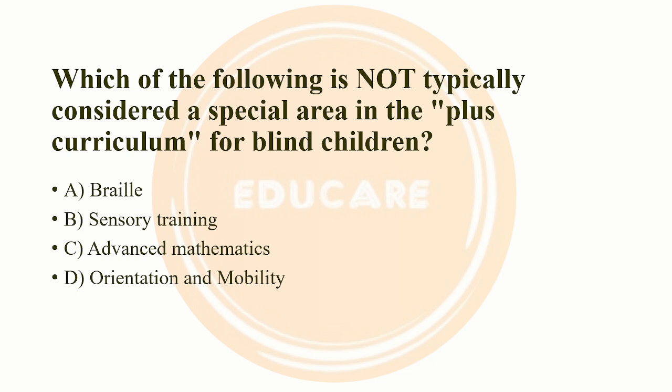Next, which of the following is not typically considered a special area in the expanded core curriculum of blind children? Option: Braille, sensory training, advanced mathematics, orientation and mobility. The answer to this question is option C, that is advanced mathematics.